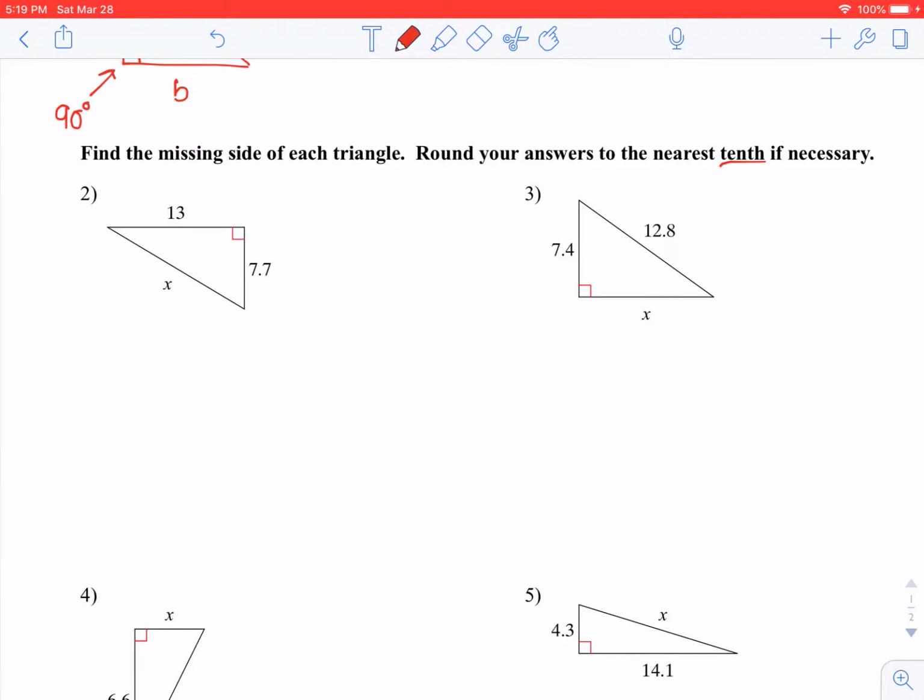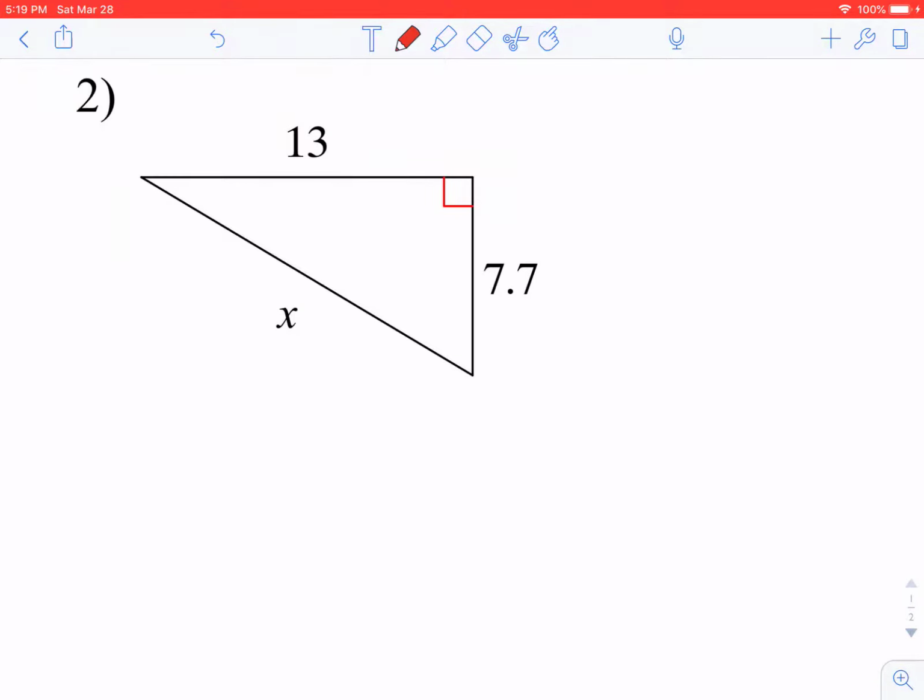For a lot of these on this worksheet, you're going to get decimals. In fact, I think for all of these, you're going to get decimals. They're not always going to work out pretty. So for whatever answer I get, I'm going to show you a few numbers to the right of the decimal point, and then I'll show you what you should get as your final answer when you round it. Okay?